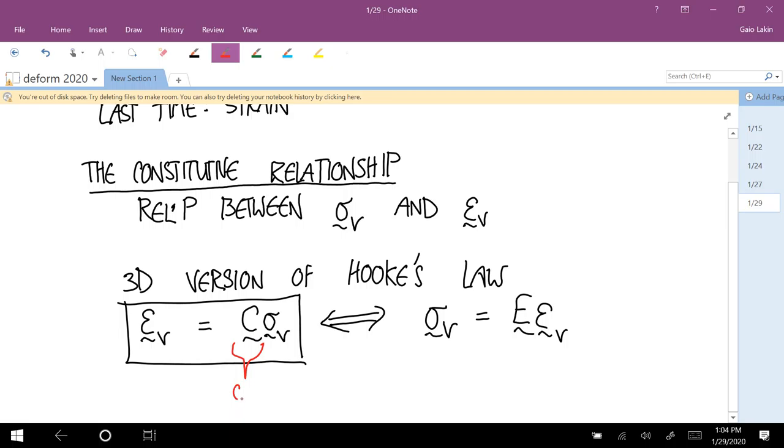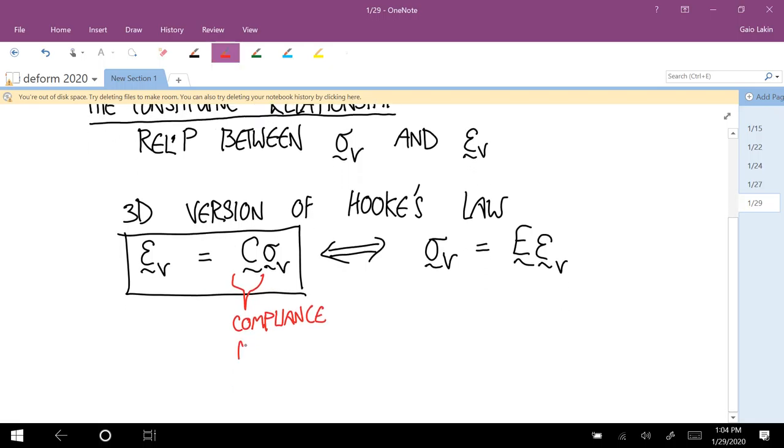So this is called the compliance matrix. And this is called the stiffness matrix. And by the way, I noticed a couple classes ago that on the second day of class, when I talked about the syllabus and went through an overview of things, I gave you a matrix that I called the stiffness when it was really the compliance.